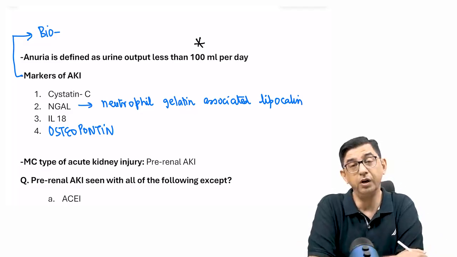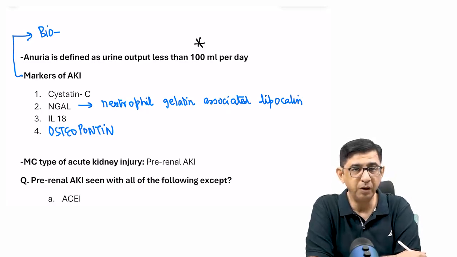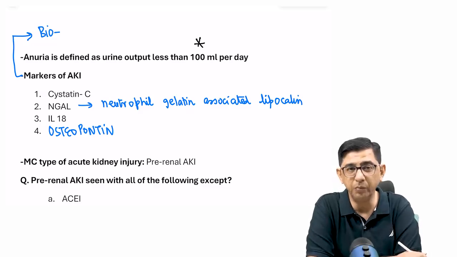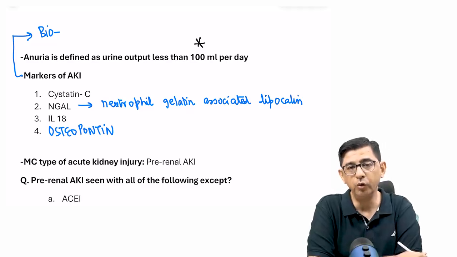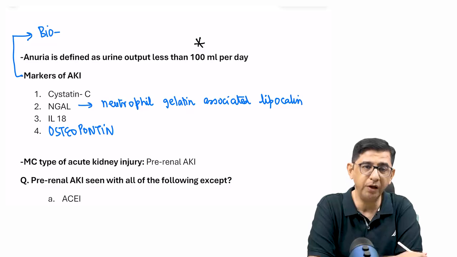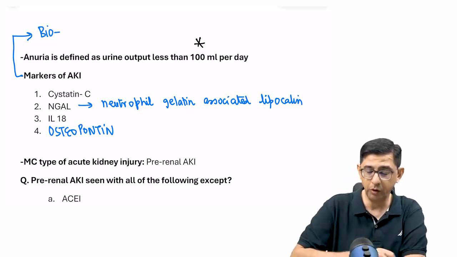Just like I've taught you in the cardiology section, biomarkers of MI are ischemia modified albumin, heart fatty acid binding protein, troponin I, troponin T, CPK-MB. In the same spirit, the biomarkers of acute kidney injury are to be remembered in the sequence of cystatin C, neutrophil gelatinase associated lipocalin, urinary interleukin 18, and osteopontin.